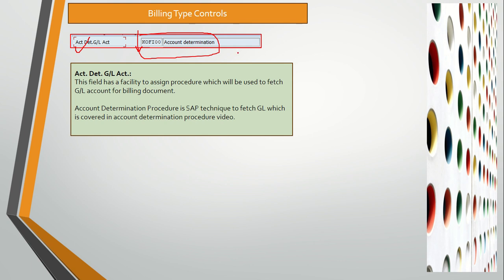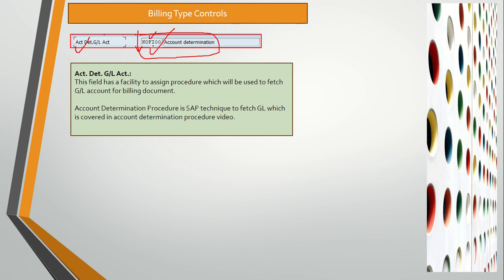That is another very important topic we will study. But this account determination technique is assigned in the billing document types. Why? If it is a different topic, then why are we discussing it here? Because in this billing, this account determination procedure has been assigned.